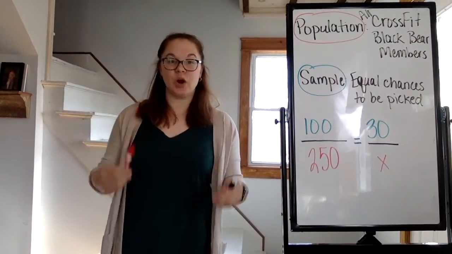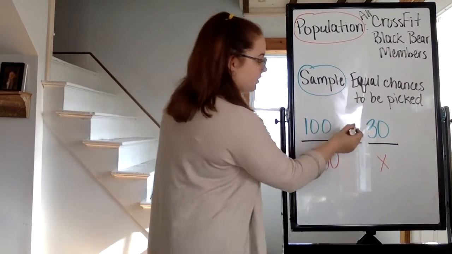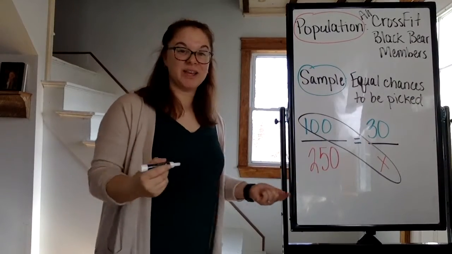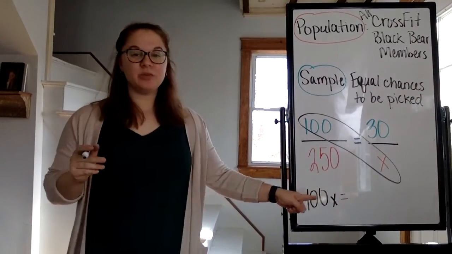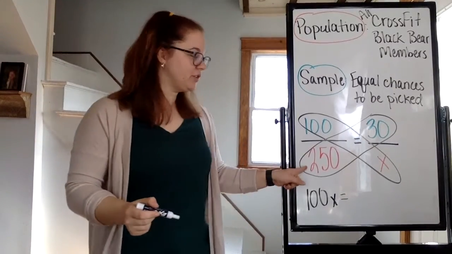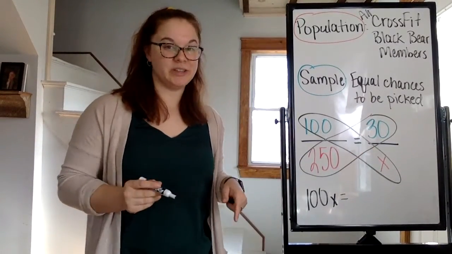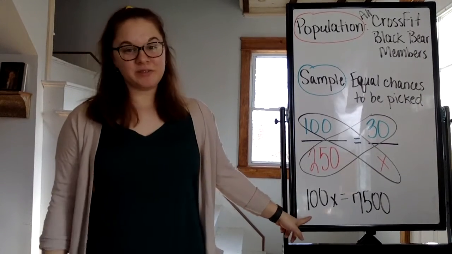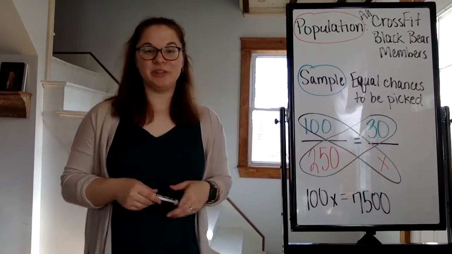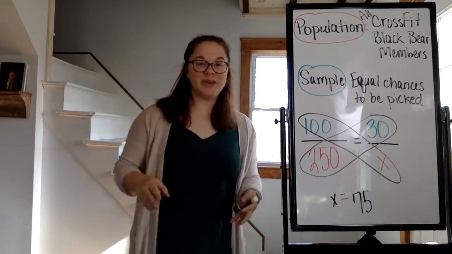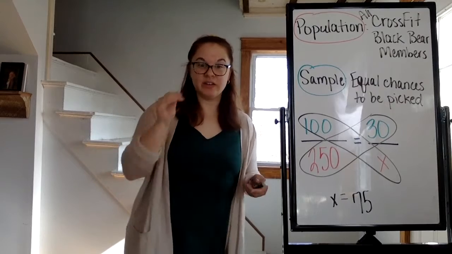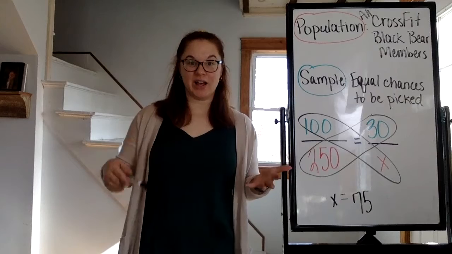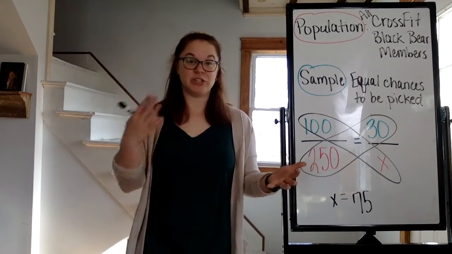Here we can use cross multiplication. So again, we're going to circle, and it would be 100 times x, so 100x. You're going to set that equal to this side, 250 times 30. Then we can divide both sides by 100 to find our answer, and we get x equals 75. So 75 people out of the whole gym would want to move class from 6 to 6:30.